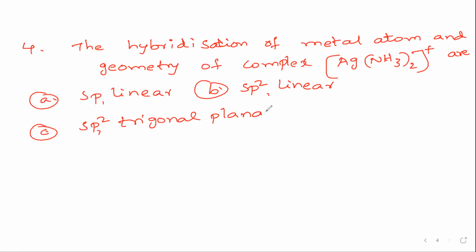And option D, it is sp, angular. So how to identify this type of questions? Very simple idea I'll give you so that you can easily understand. Since coordination number is equal to 2, it will definitely undergo sp hybridization. So for sp hybridization, we have only two options, that is A and D.